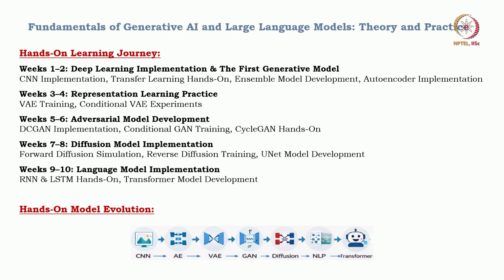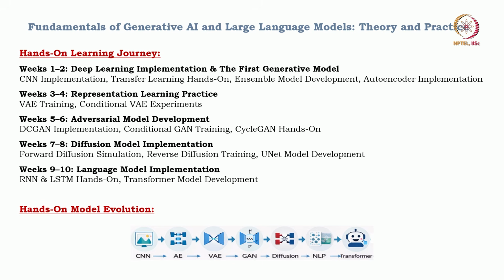This course is designed not only to give the theoretical aspects but also to gain hands-on learning experience in generative AI. So let us explore the flow of the hands-on of this particular course. In weeks 1 and 2, we'll be implementing deep learning models such as convolutional neural networks, applying transfer learning techniques, building ensemble models, and implementing the autoencoder, which is the first generative model.